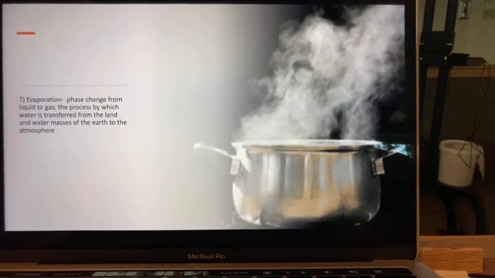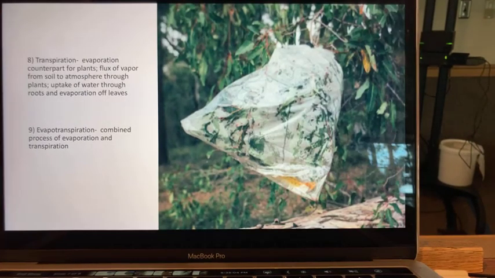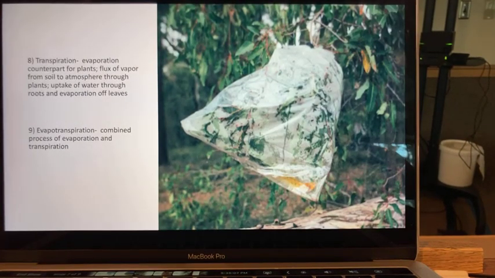7, evaporation, phase change from liquid to gas, the process by which water is transferred from the land and water masses of the earth to the atmosphere. And I just have a pot of boiling water. The steam you see when you boil water is evaporation. So I have one picture for 2 definitions because they both go along with it.